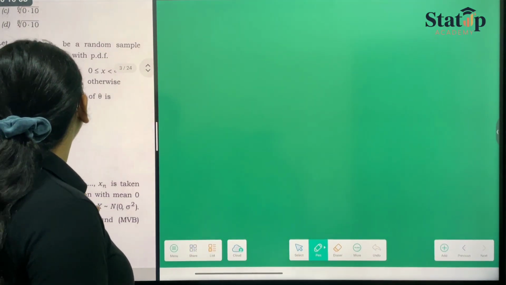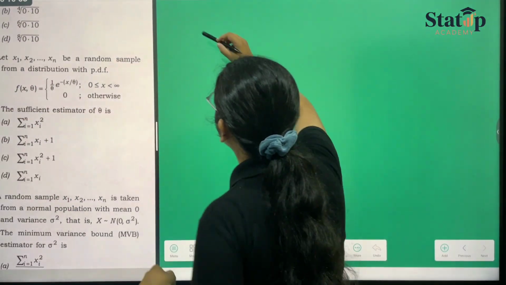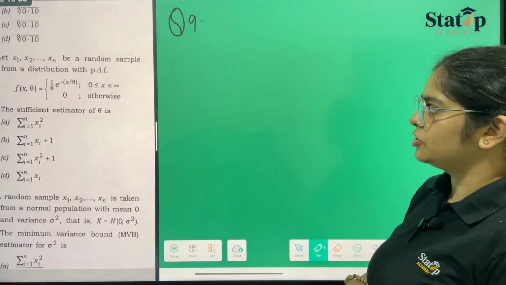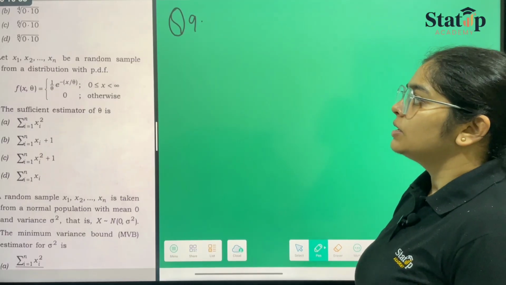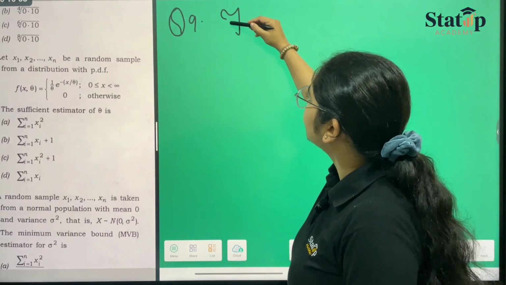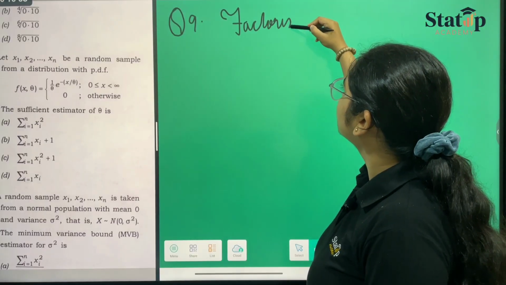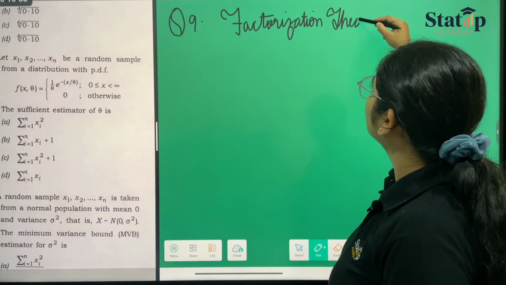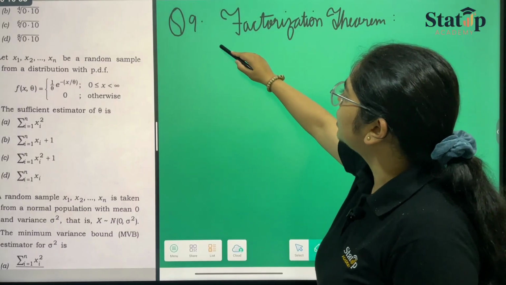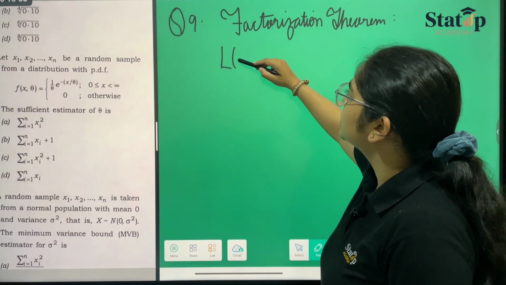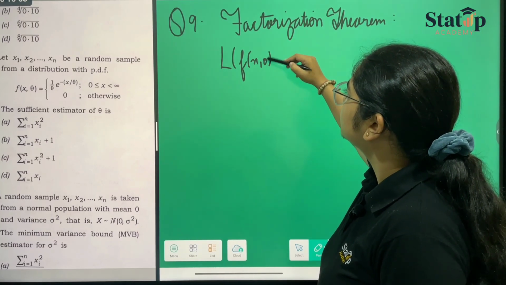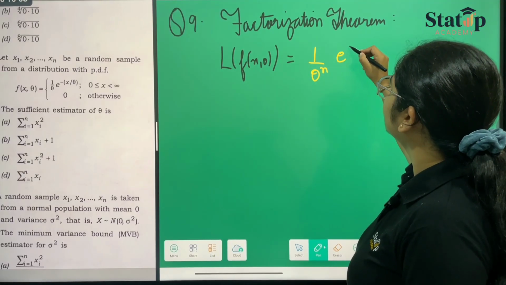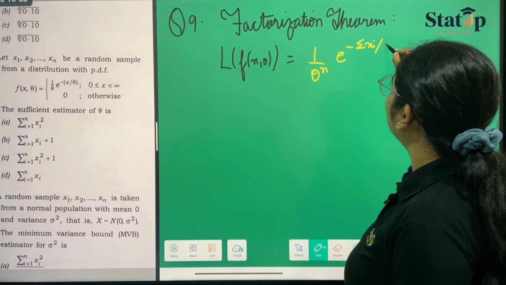Now moving towards question number 9. Question number 9 has given us an exponential distribution and they have asked us to calculate the sufficient estimator. Again using the factorization theorem, or Neyman factorization theorem. First of all, we have to calculate the likelihood of this f(x, theta). If we calculate it, it will be 1 upon theta raised to the power n, e raised to the power minus summation xi upon theta.